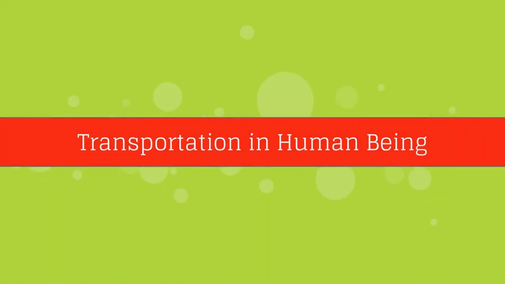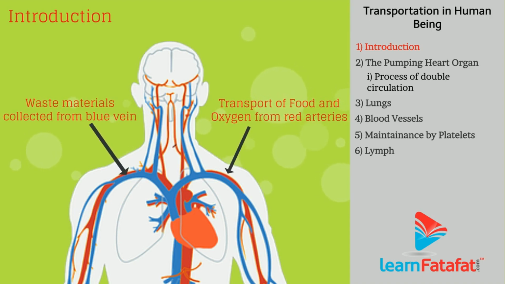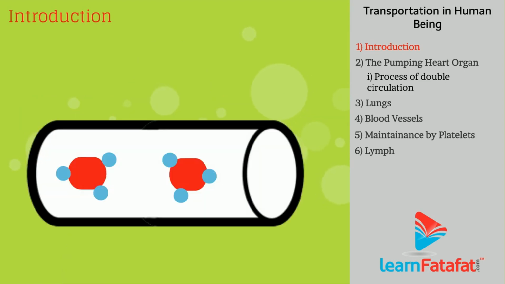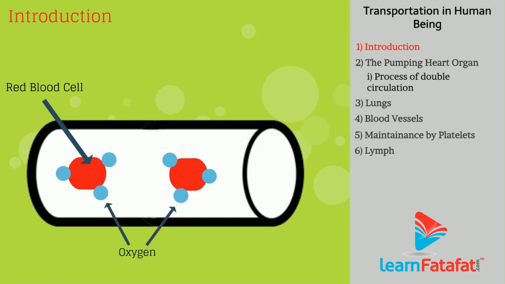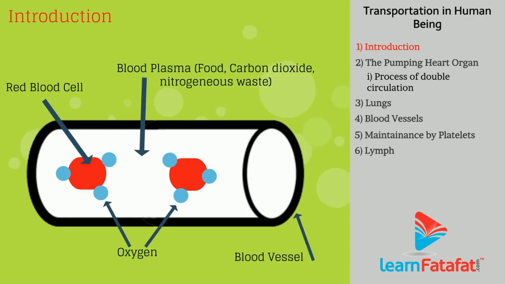Transportation in human being. In our body, blood, being fluid connective tissue, is used to transport food, oxygen, and waste materials. Red blood cells in blood carry oxygen. Blood plasma, a fluid in blood, carries food, carbon dioxide, and nitrogenous waste in dissolved form.